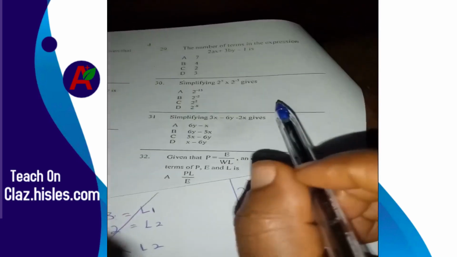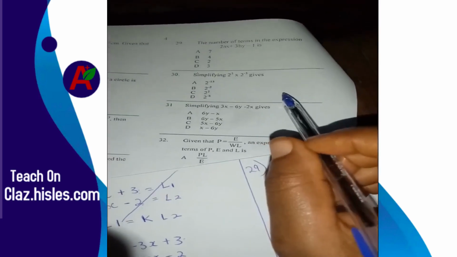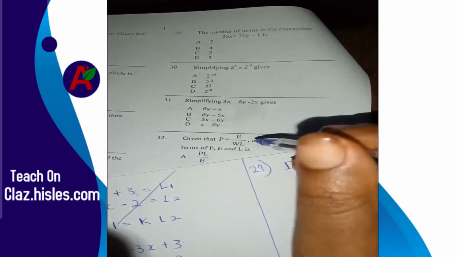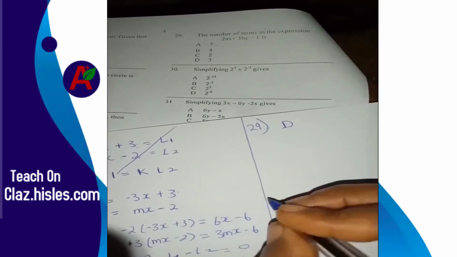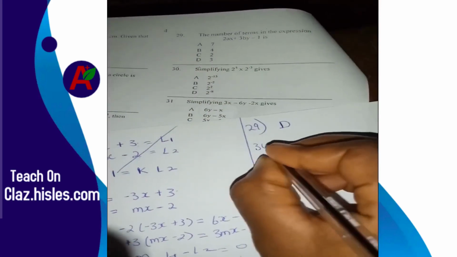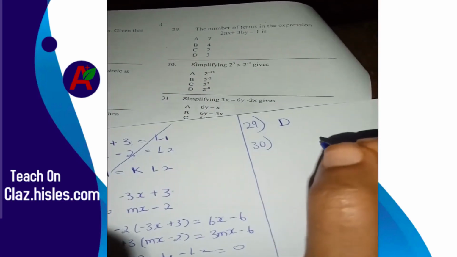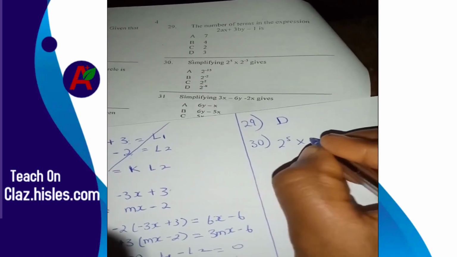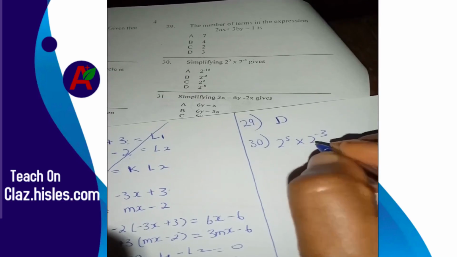Okay, so number 30. Question 30. Simplify 2 to the power 5 times 2 to the power negative 3. What does that give us?